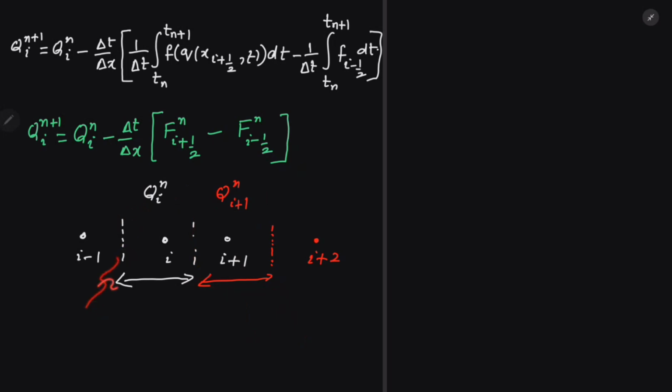Similarly, for this point, when we have Fn I minus 1/2, we can take advantage of Qn I minus 1. Okay, so that's what we have over here, Qn I minus 1. So at each cell boundary, we can calculate the value of flux from the neighbors. So in general, we write it like this.